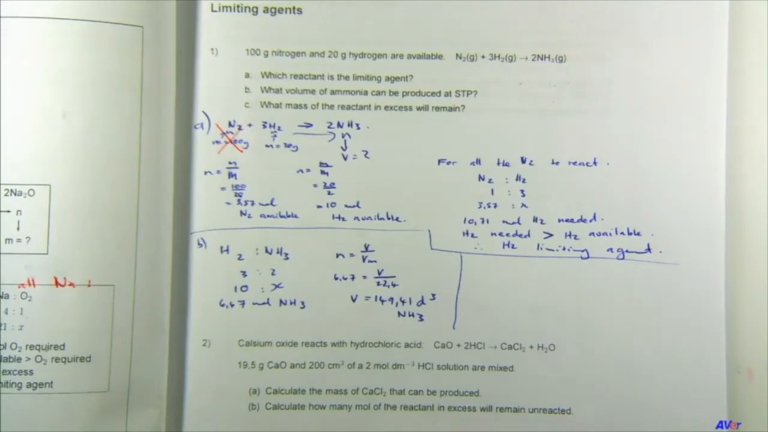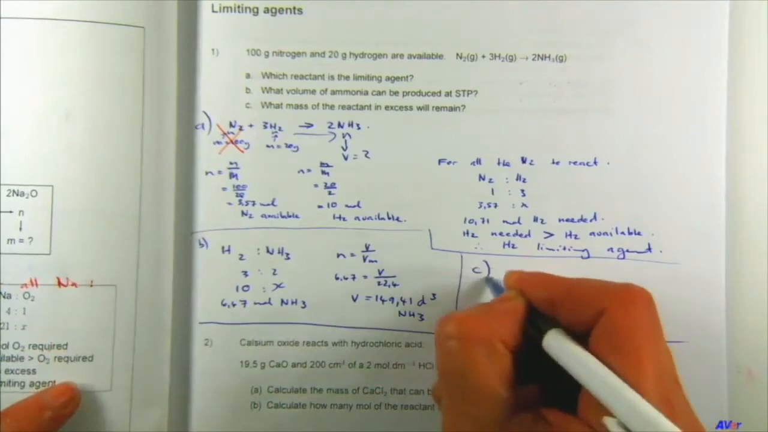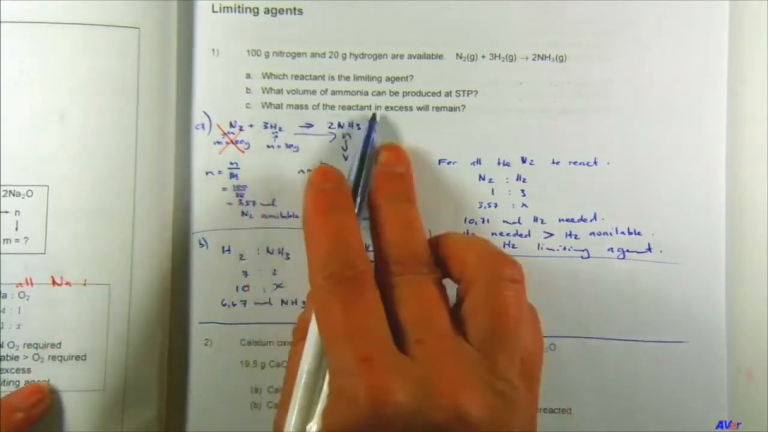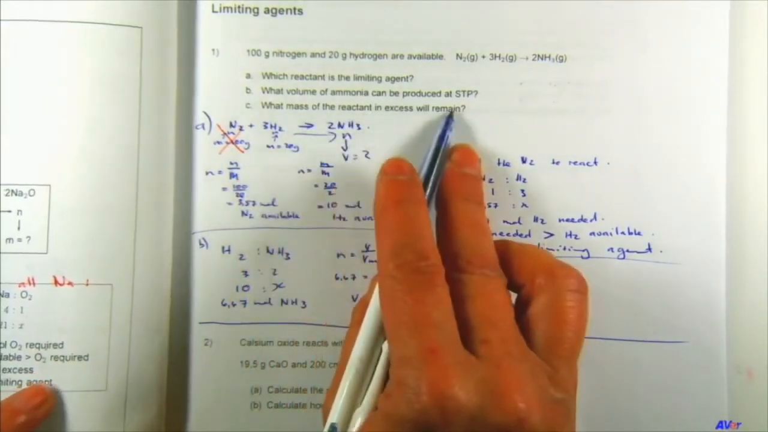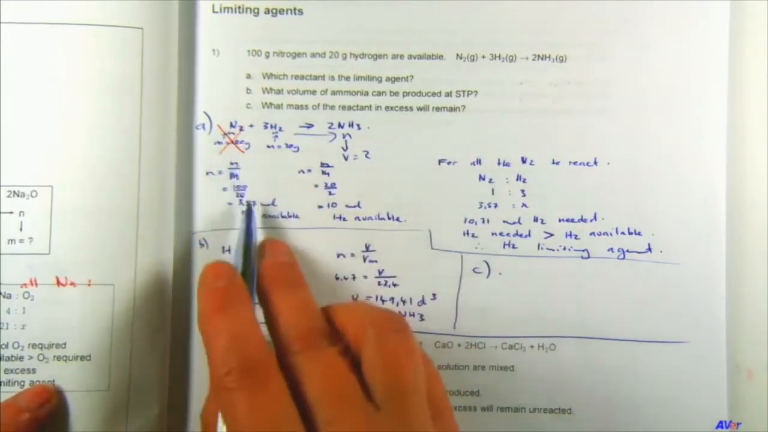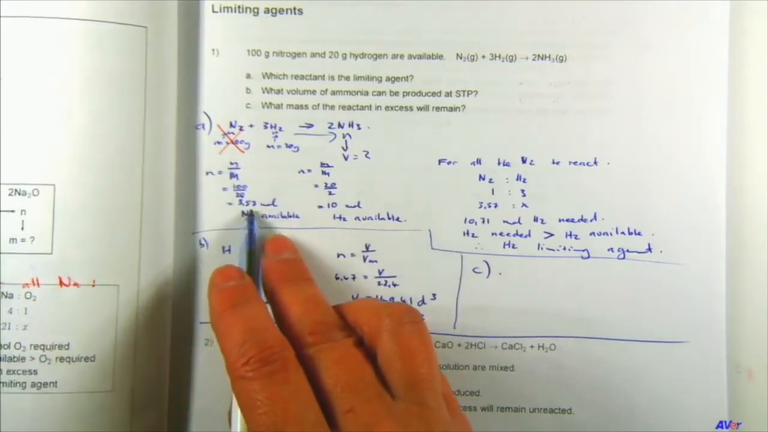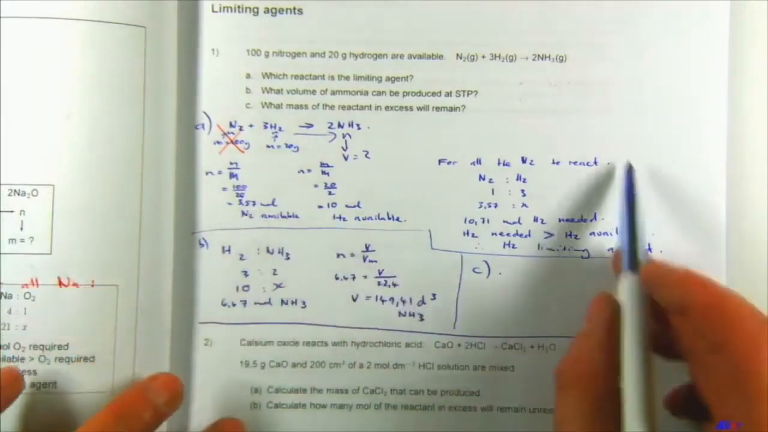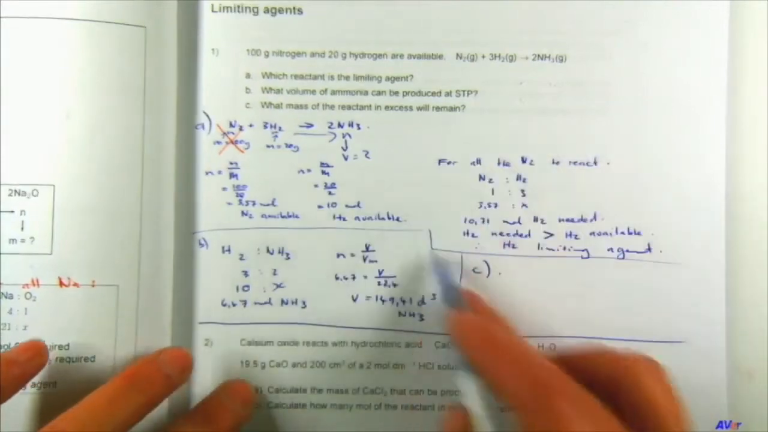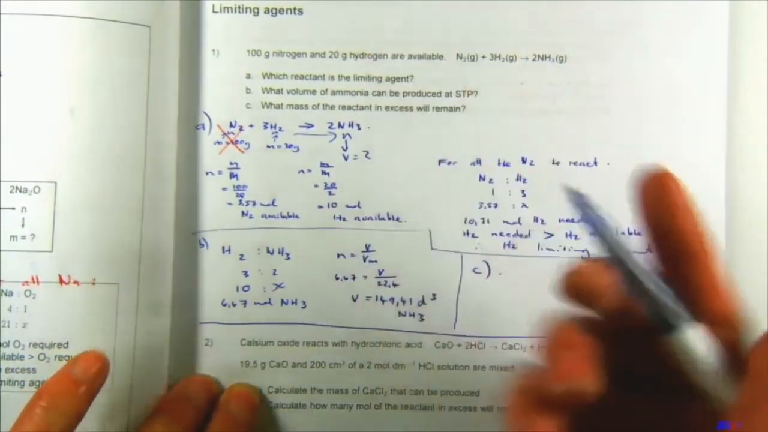Right. The most difficult part is actually number C, I think, where you have to say what mass of the reactant in excess will remain. Now, which one was in excess? N2. And I know for N2 that I started with 3,57. So what I now need to know is how much reacted. Now sometimes your decision step will help you, this time it does not. So this time I'm going to do this, but the other way around.